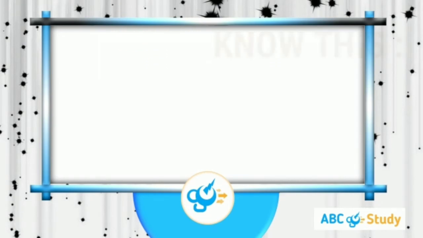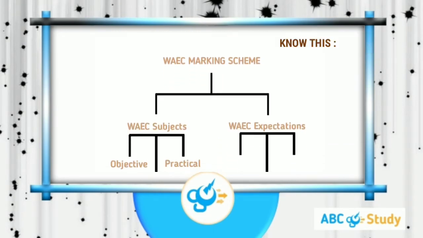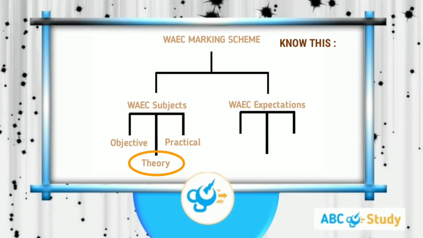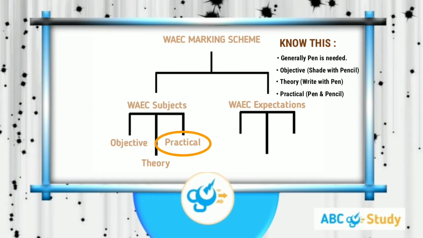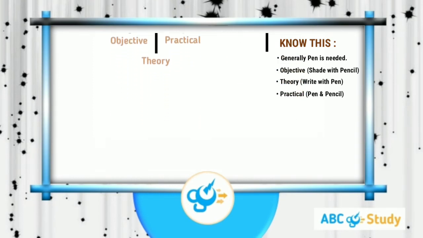Let's quickly talk about the subjects. WAEC subjects are divided into objective, theory, and practical. And apart from the fact that you would need your pen to write your name, usually the objective part would require you to shade with pencil. That's paper 1. And when I'm talking about theory, it will require you to use pen. That's paper 2. And talking about practical, it would require you to use pencil and pen. And most of the time, paper 3 could be a test of orals, like when we are talking about English.